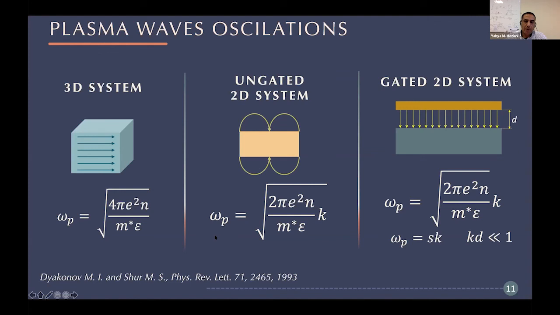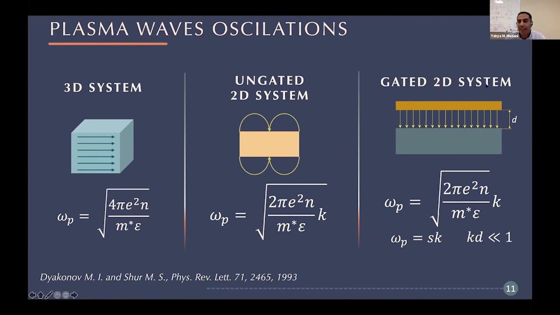It was first introduced in 1993 by two professors, Dyakonov and Shur, who showed that the plasma frequency in a 3D system, which was known well before, does not depend on the dimension, only on the electron density, as you can see here. So you couldn't change the plasma frequency with the dimension. For ungated 2D systems, the plasma frequency does show a dependence on the wave vector, which is inversely proportional to the length of the system. Here you have a square root dependence on K.